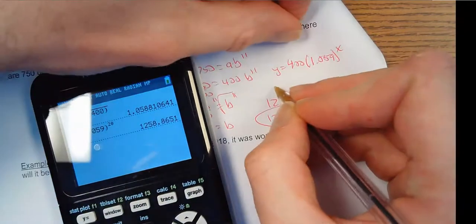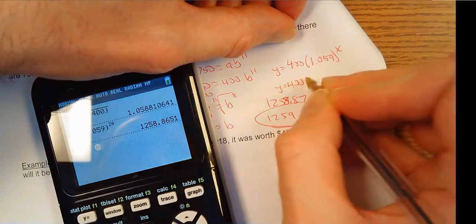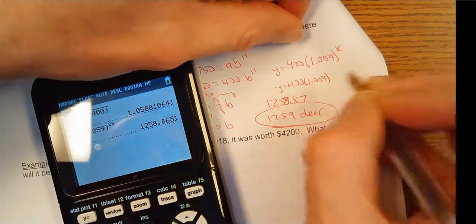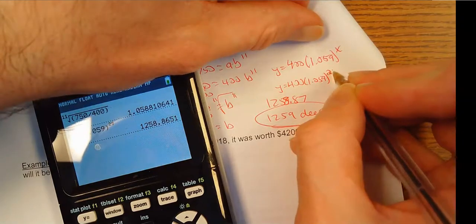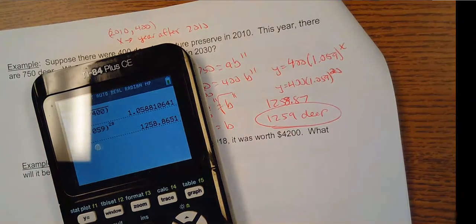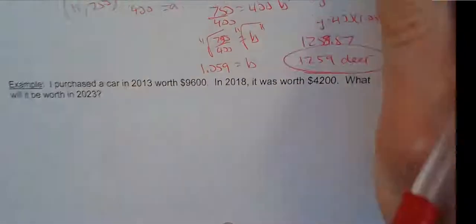Okay, so that was just plugging in. I'll say, here's my work, 400, 1.059 to the 11th, I'm sorry, the 20th power. Put the 20th in there. So, yeah. And then the next one, sort of the same idea.